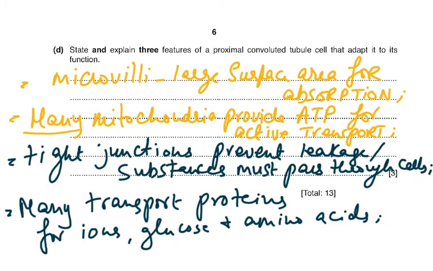Part D: state and explain three features of a proximal convoluted tubule cell that are adapted to its function. Microvilli, giving a large surface area for absorption. Many mitochondria. That's the important word that you need to write. If you just say mitochondria, I'm not going to give you any marks. Many mitochondria provide ATP for active transport. Tight junctions prevent leakage, so the substance must pass through these cells. And many transport proteins for ions, glucose, and amino acids.